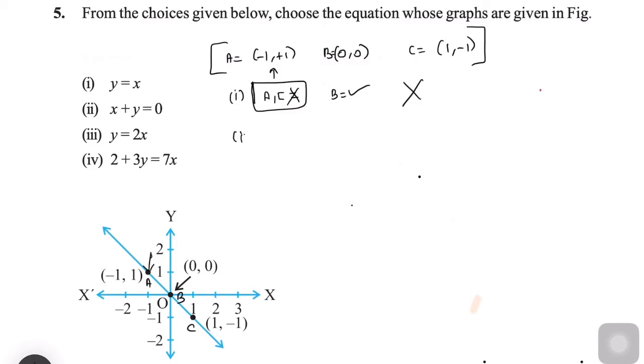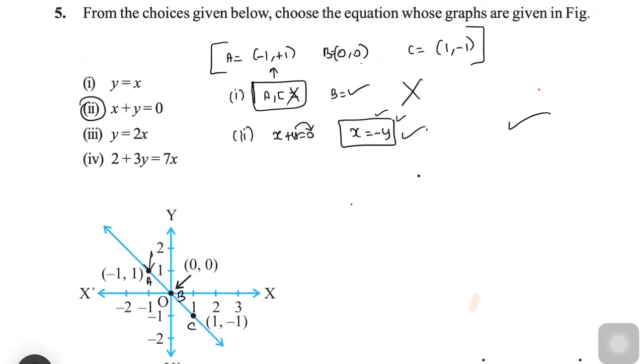Next, x plus y is equal to 0. So x plus y is equal to 0. Moving this term to the right side, x is equal to minus y. So now compare everything: different sign and the same value. So minus 1 and plus 1 is satisfied and 0 comma 0 is also satisfied. Then 1 comma minus 1, different sign, so this condition is also satisfied. So option 2 is correct.